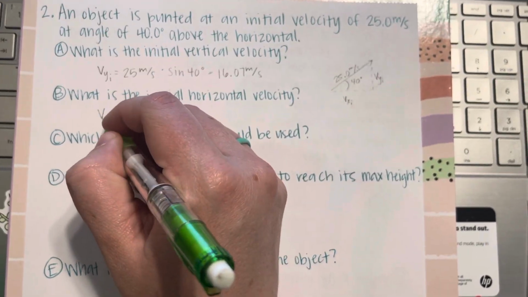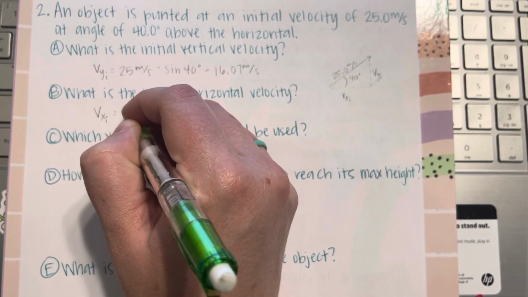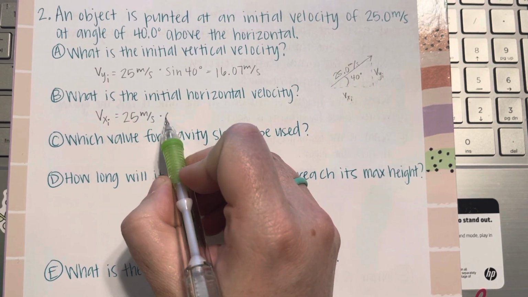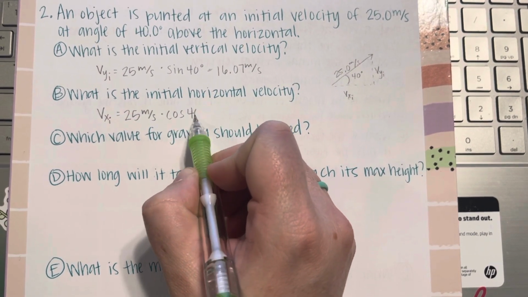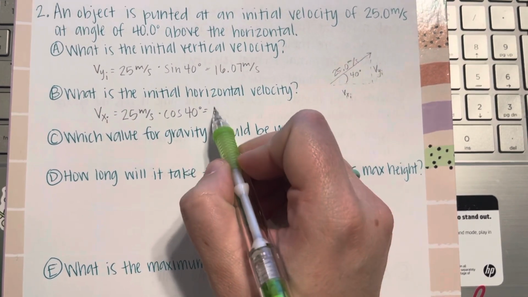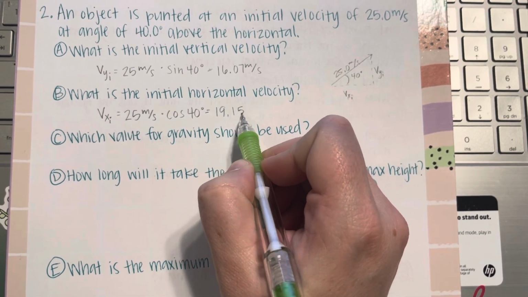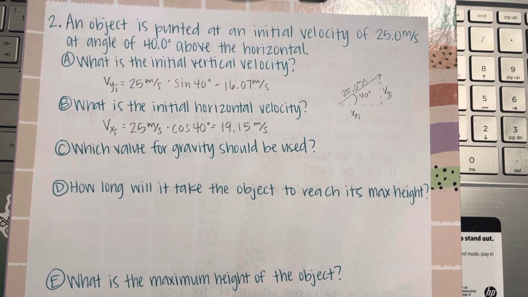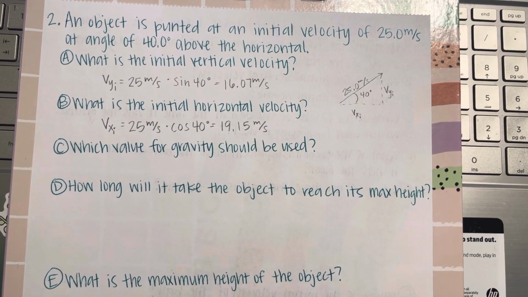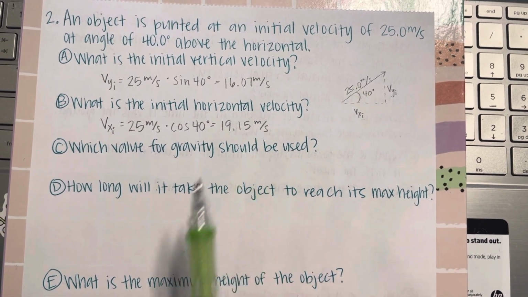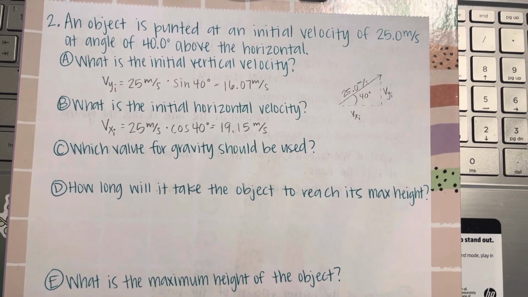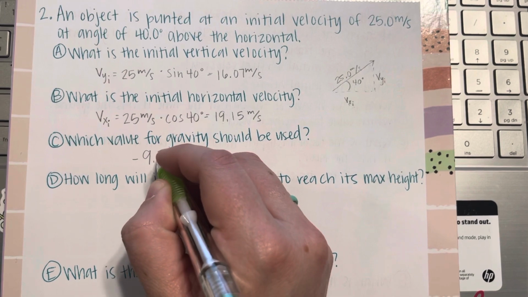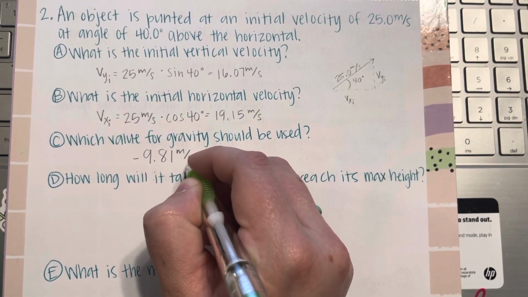Almost the same thing with part B. The only difference is now I'm using cosine instead of sine. And that answer is 19.15 meters per second. Part C says which value for gravity should be used. Since this is in meters per second, I need to use the metric version for gravity, and that would be negative 9.81 meters per second squared.